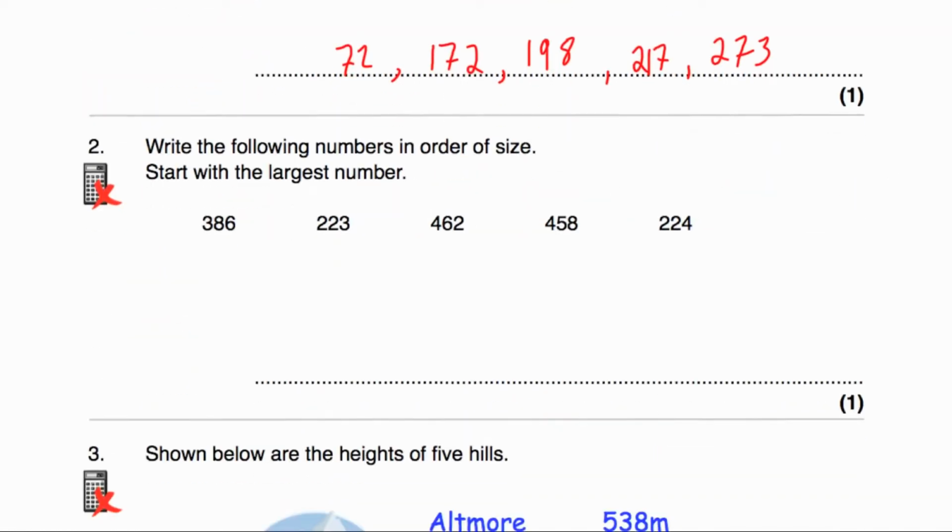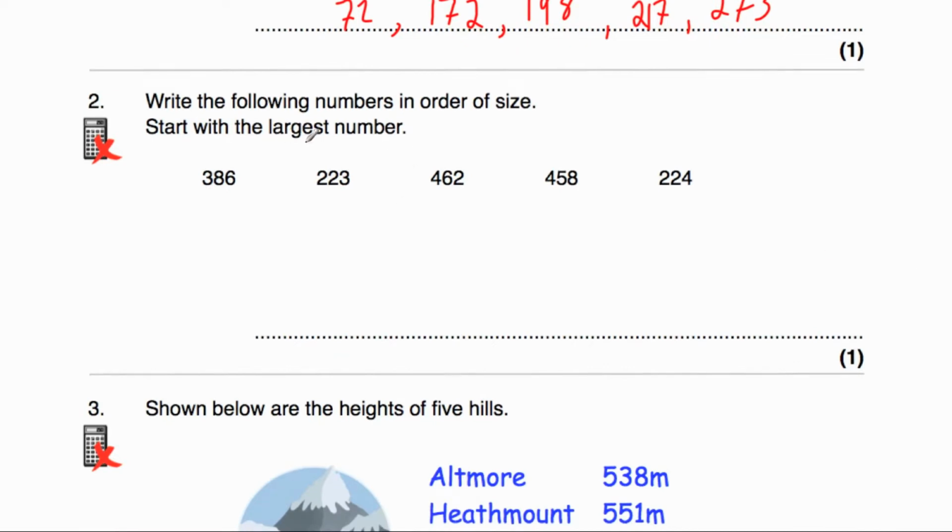Okay, let's have a look at question 2. Question 2 says, write the following numbers in order of size, starting with the largest number. So this time we're starting with the largest. The largest number is going to be in the 400s. So we've got 462 or 458. 462 has got a 6 in the tens column, so it's larger. So 462 is the largest. Then 458 is the next largest. So we've done the 400s.